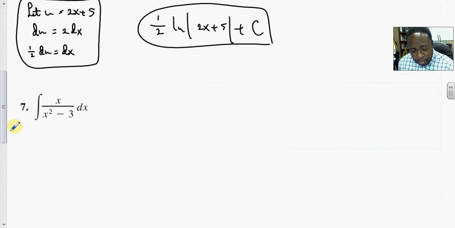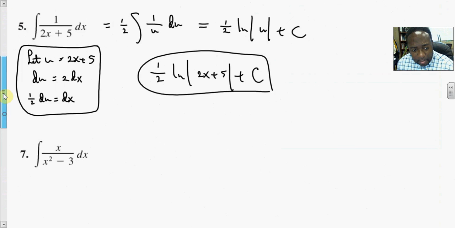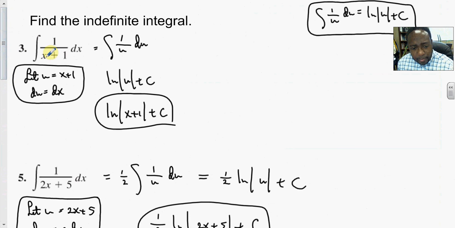Now, why do we use the u du for the natural log? Here's the thing, and I should have said it here, in the previous two problems: if the derivative of your denominator gives you a form of the numerator, then use the 1 over u du to get the natural log of u. So look at number 3.